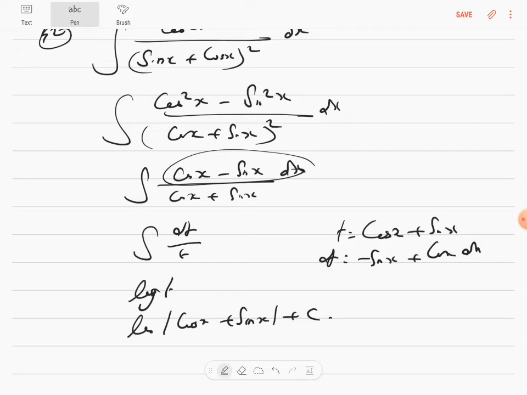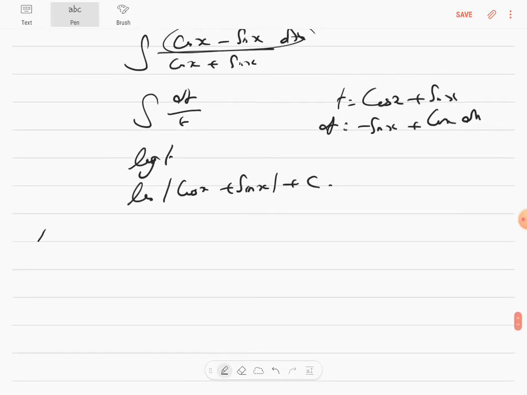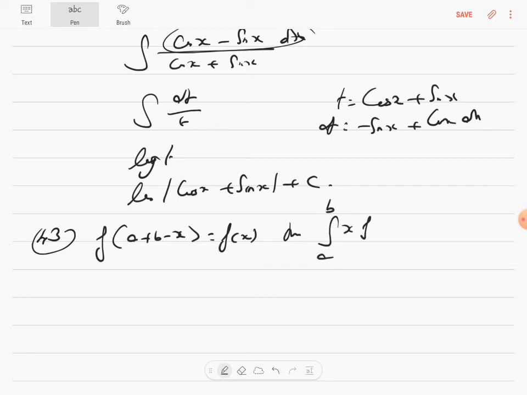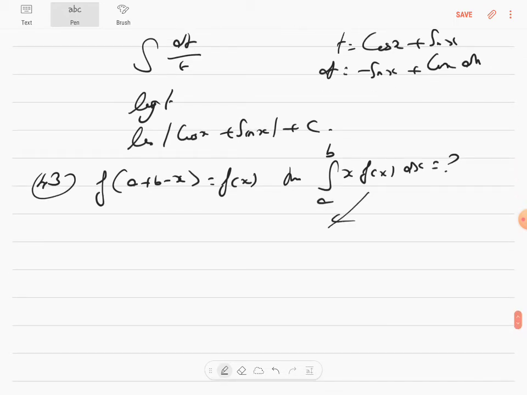So let's go to the 43rd question. The 43rd question is: if f of (a plus b minus x) is equal to f of x, then integration of a to b x into f of x dx is what? Okay, so let's take this integral a to b x into f of x dx, and this is a property, you know, a plus b minus x. You add it and you can write it as a plus b minus x.